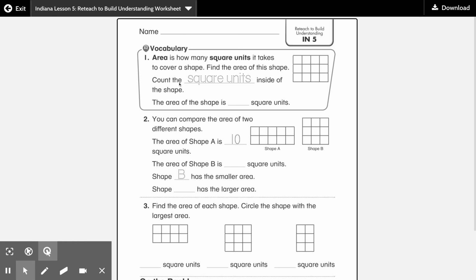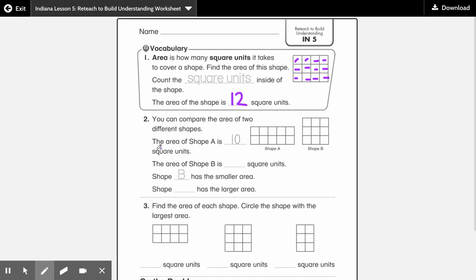So it says to count the square units inside of the shape. To help me count, you can use your finger, you can use a marker if you were in class, but use something to help you keep track of what you're counting. 1, 2, 3, 4, 5, 6, 7, 8, 9, 10, 11, 12. So the area of this shape is 12 square units because that's how many squares it took to cover that shape.